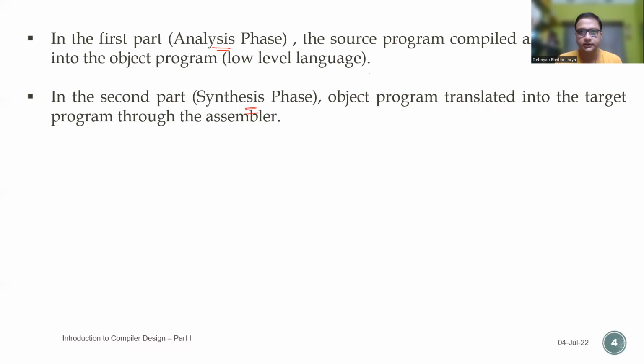Source program means the instructions written in high-level language. That source program is compiled and translated into an object program, which is sometimes called an intermediate representation. That object program may be represented in a low-level language, or sometimes in an assembly-level language. That intermediate representation is taken as the input in the synthesis phase, and the synthesis phase ultimately converts it into bare machine-level code, that means executable code.